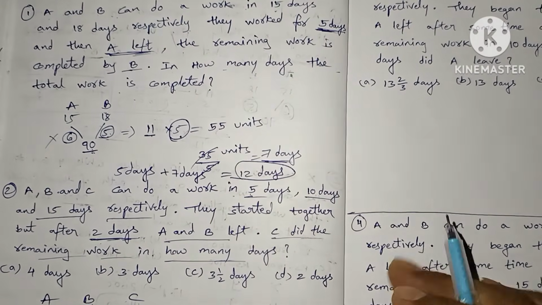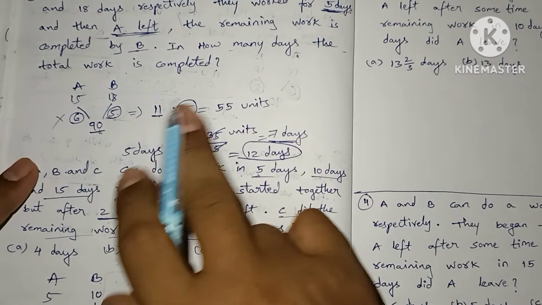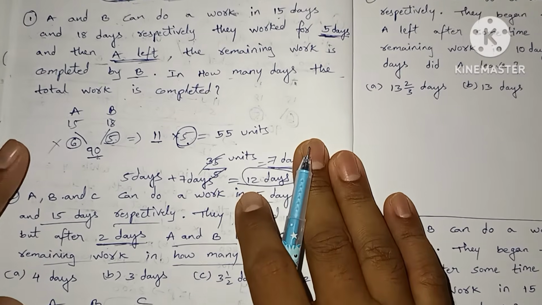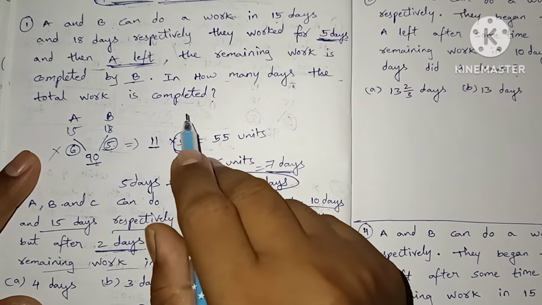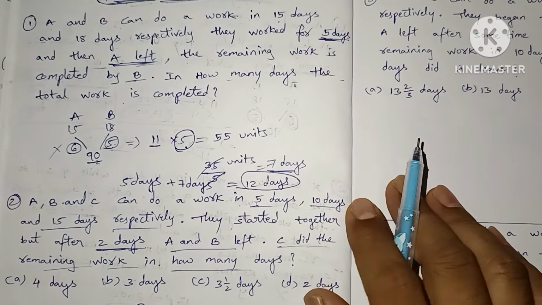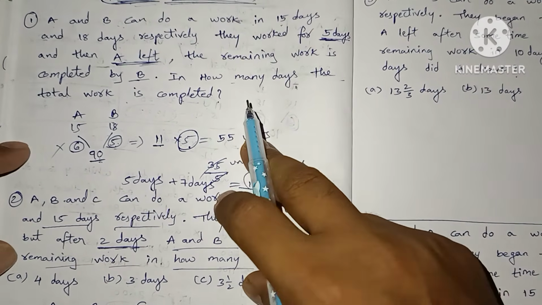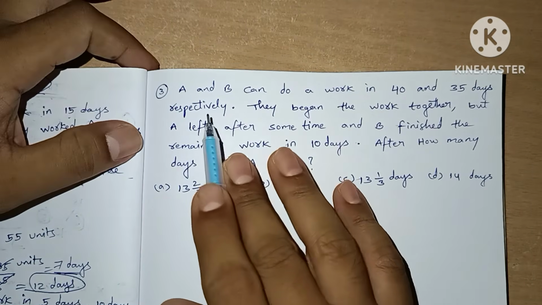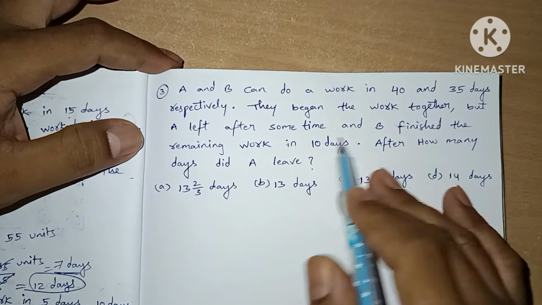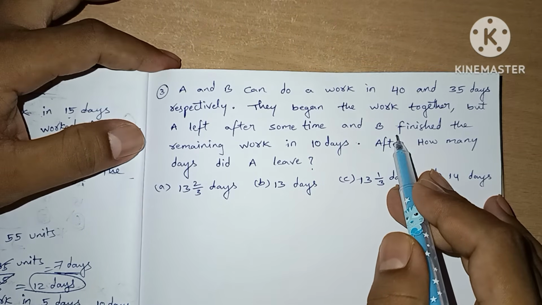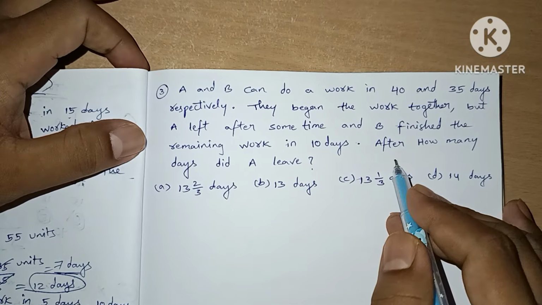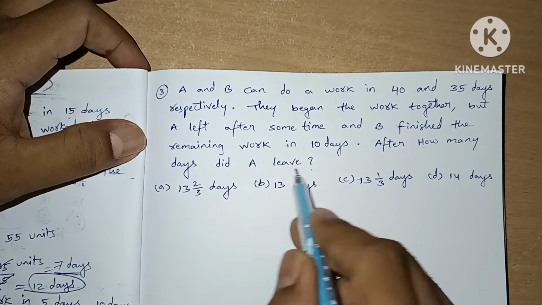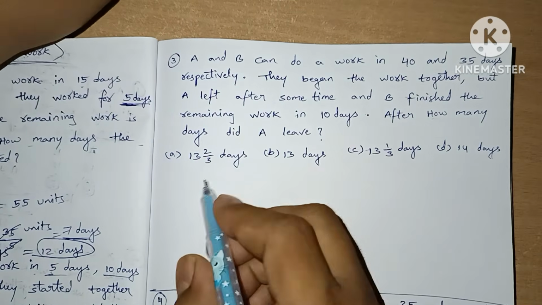So in these two questions we have learned about some people working together for some days and one person left, and we need to find how many days it will take to complete the whole work. This type of question we have completed now, but we are going to see a type of question where they both worked together for some time and one person left, and the question asks after how many days that person left. For this type of question we do the same as before.